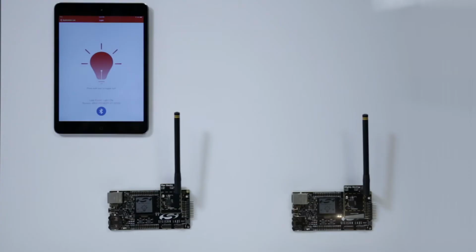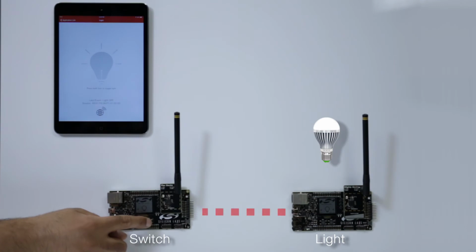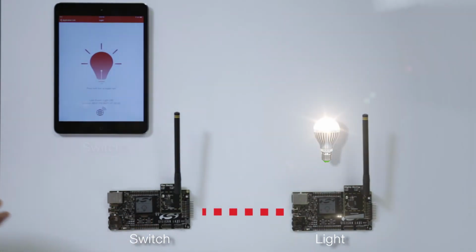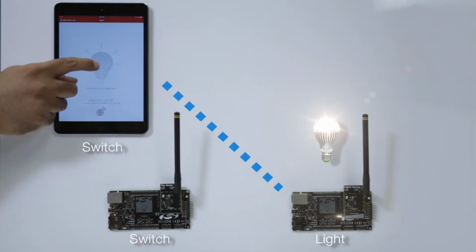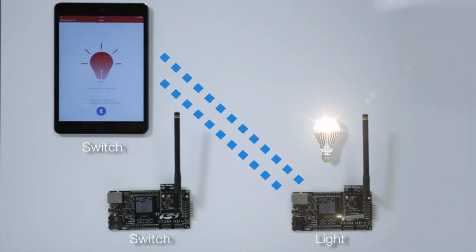In this demo, we showcase a light which is running both BLE and sub-gigahertz protocols and can be controlled via a switch running sub-gigahertz protocol and via BLE with the iPad. Additionally, the light is also communicating its on-off status over BLE to the iPad.